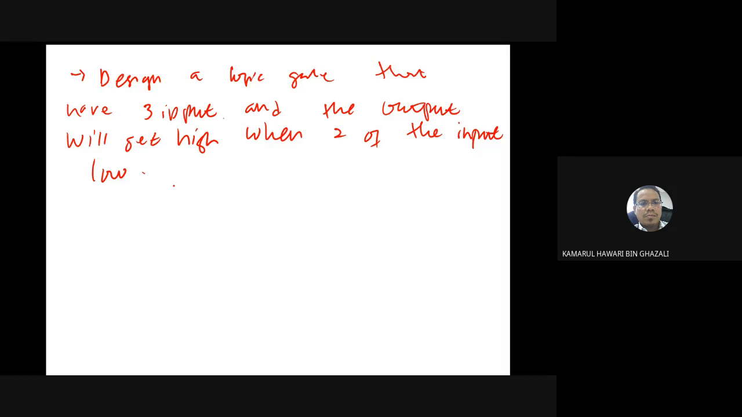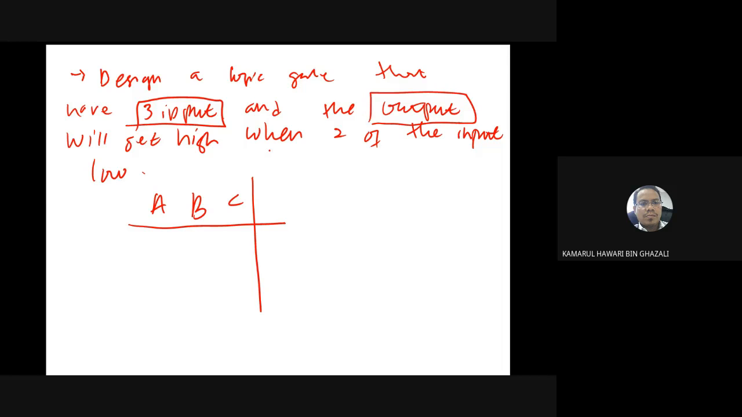What you need to do is identify the inputs. How many inputs? You have 3 inputs, so you name them A, B, C. What is the output? The output will be high, so give the output a variable. If you want to use X, use X. If you want to use Y, use Y. Then you make the truth table.